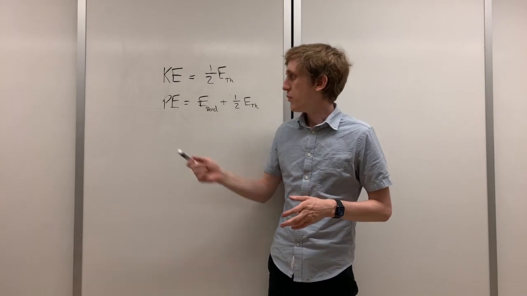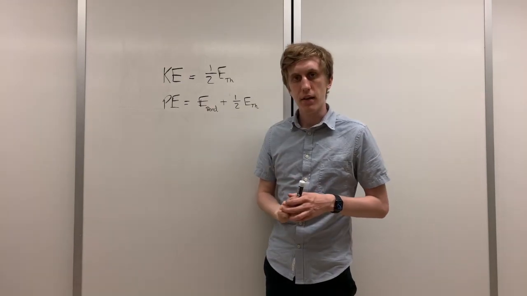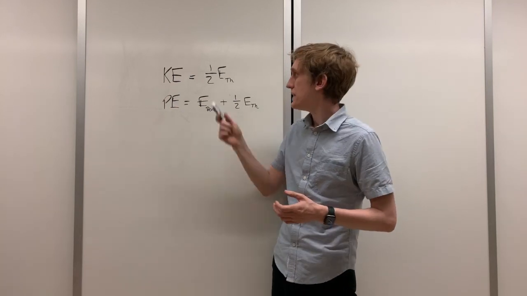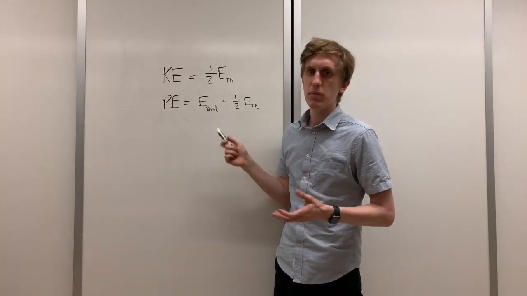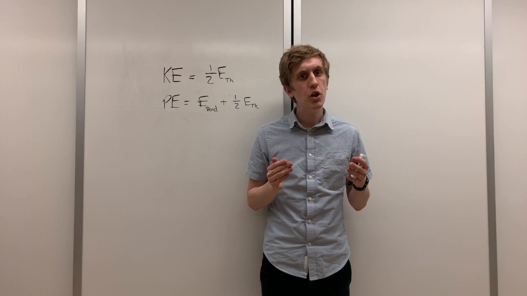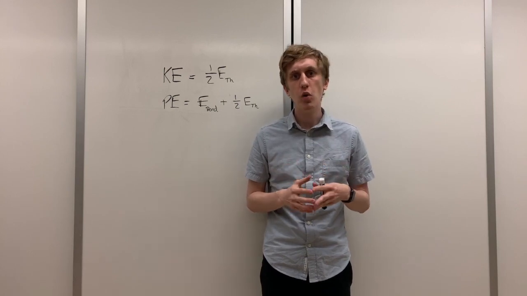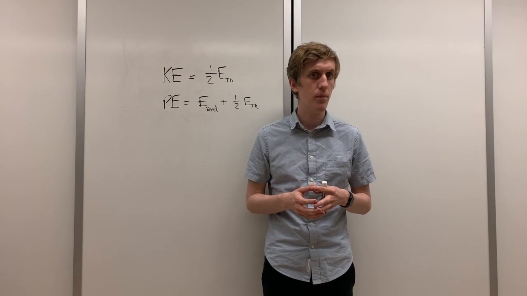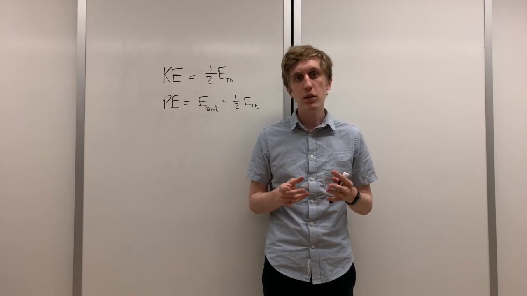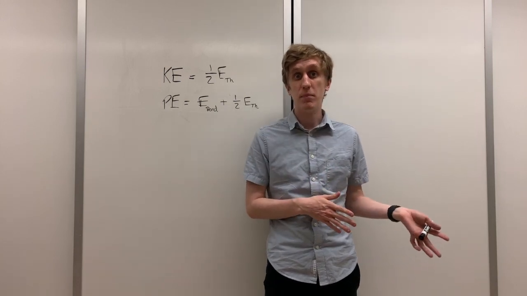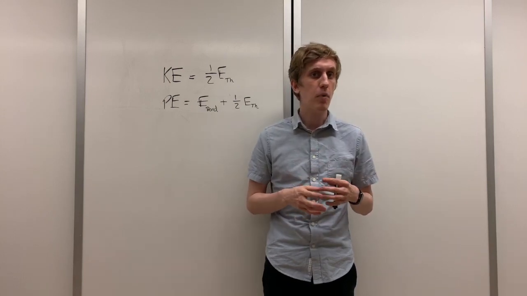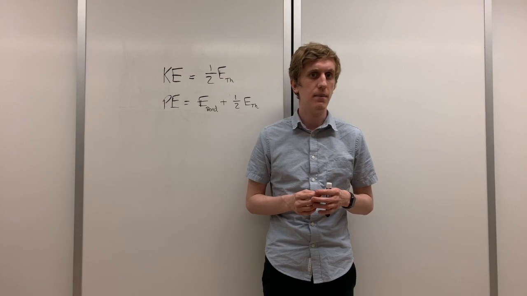Notice what happens if we add these two equations together. We get kinetic energy plus potential energy is equal to E bond plus E thermal. These are just two different ways of describing the same thing, the total energies of the particles. The total energy is equal to the kinetic energy plus the potential energy, or alternatively, it's equal to the bond energy plus the thermal energy.